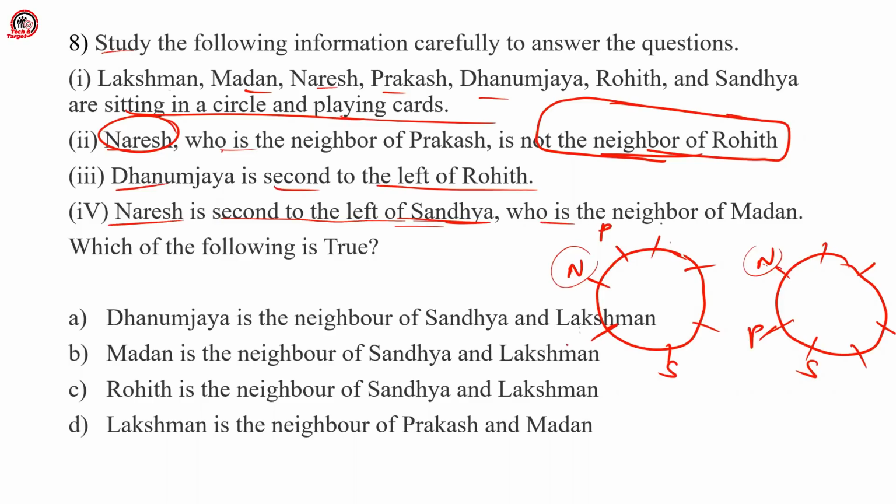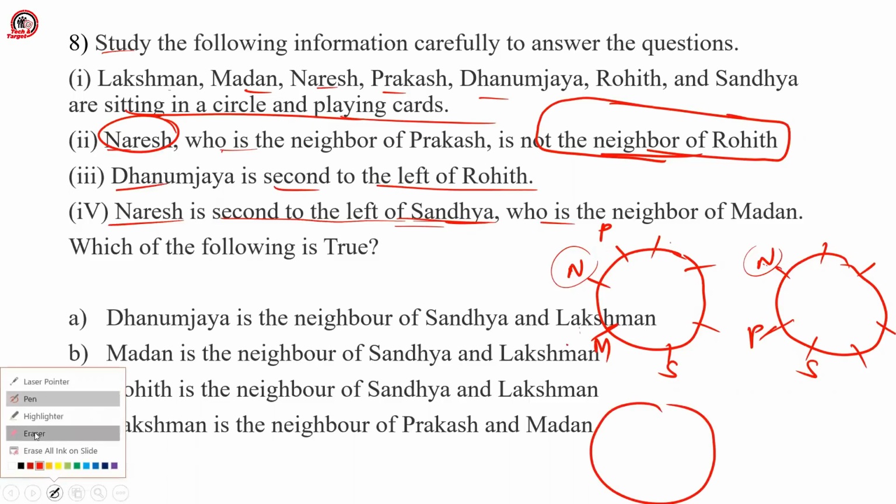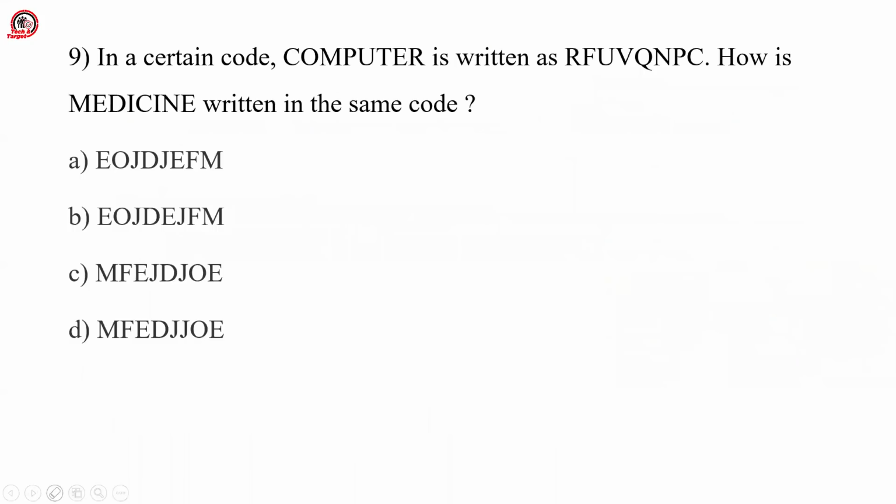Sandhya is a neighbor of Madan. So they are again telling that Sandhya is a neighbor of Madan. So what does it mean? Either Madan can be sitting here, or Madan can be sitting on the right side of Sandhya. So how can we do that? Just like that. All right, just a second.